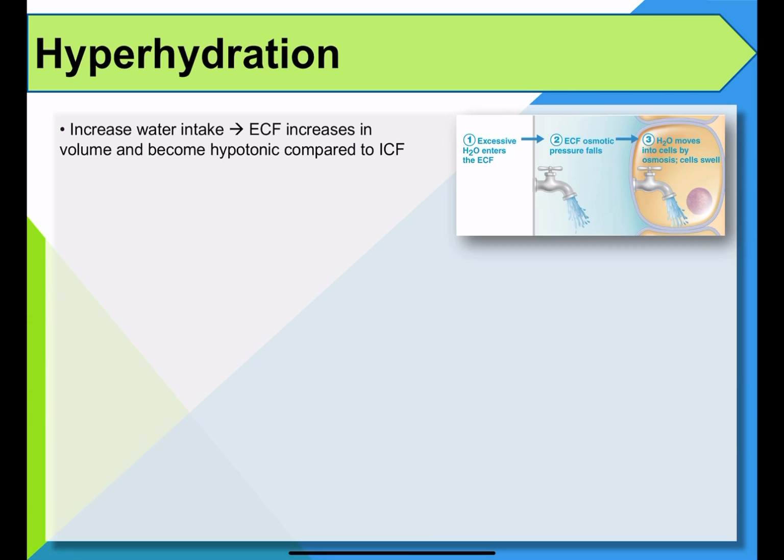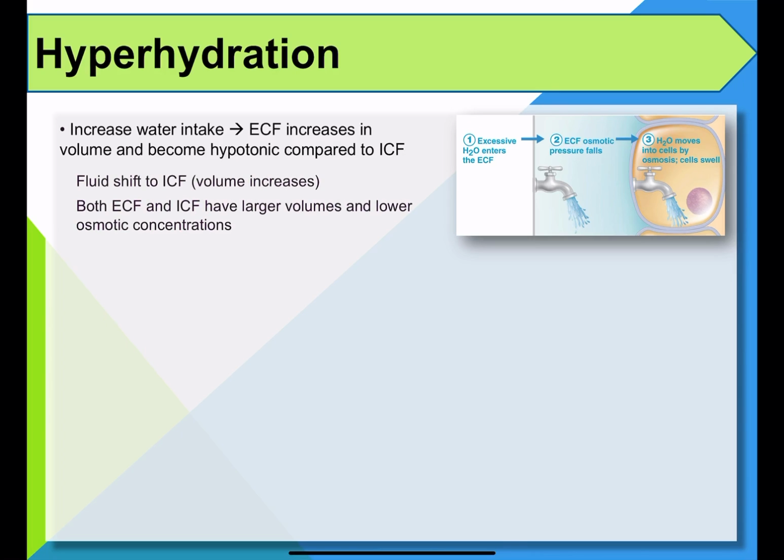All right, so remember that our body always needs to be kept at homeostasis, and that's why when we can't handle things going too low, we also can't allow things to get too high. When we are at hyperhydration, this is talking about an increase in water intake, and that will cause ECF to increase in volume and become hypotonic compared to ICF, opposite of what happens to dehydration.